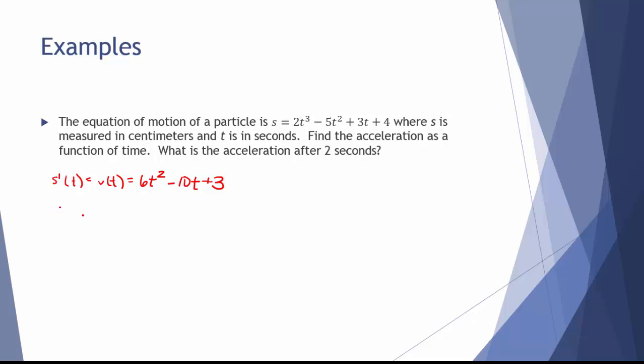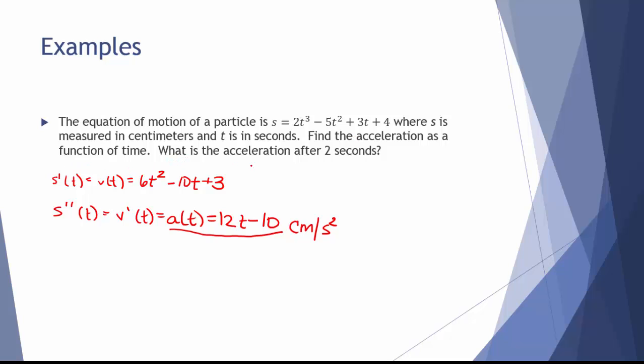We're looking for the acceleration, so that will be the second derivative of the position function, also known as the first derivative of the velocity function. That'll give us our acceleration. So the derivative of 6t squared is 12t. The derivative of negative 10t is negative 10, and the derivative of 3 is 0. So this is my acceleration function, which will give me the acceleration of this particle as a function of time, measured in centimeters per second squared. So that's find acceleration as a function of time.